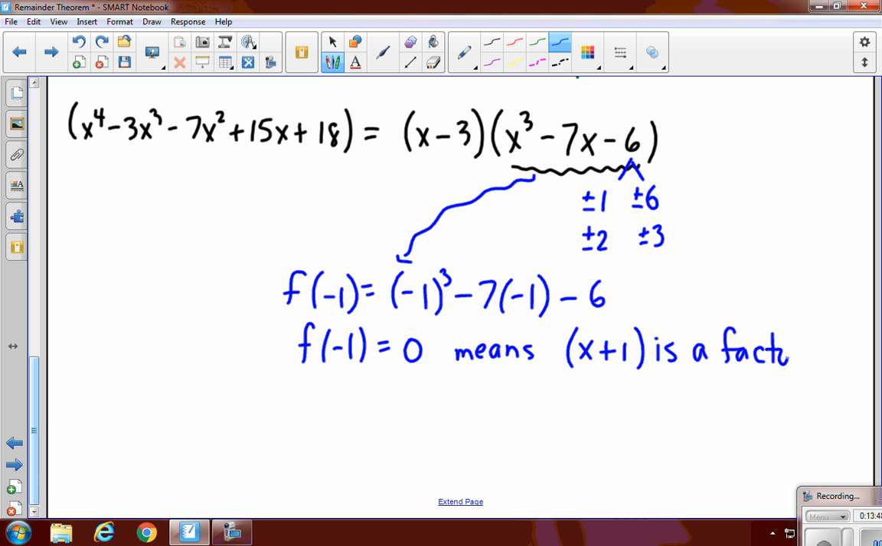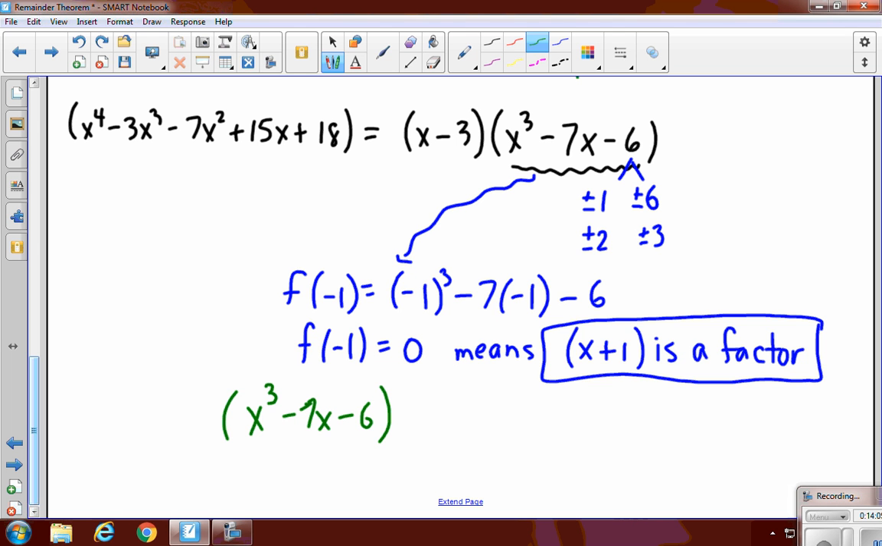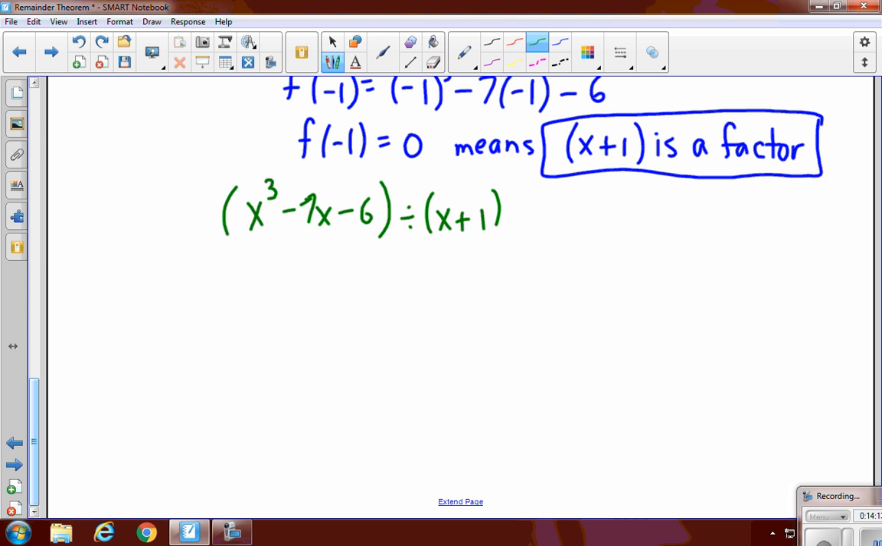So now I've found two factors to this quartic function at the beginning. One was x minus 3, now one is x plus 1. So now we have to take this cubic function here, x cubed minus 7x minus 6, and we need to divide out the factor we just found. And again, we're going to use synthetic division.